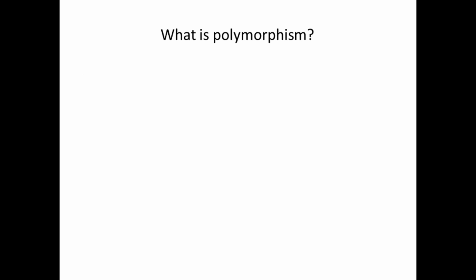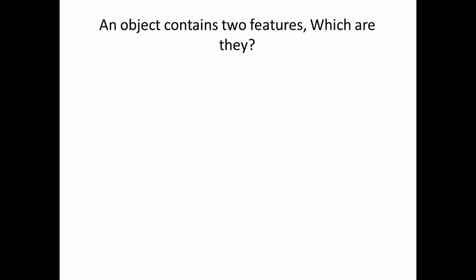Aggregation or composition represents what kind of relationship? As we have discussed before few minutes, it is has a or a part of relationship. You must remember has a word also. Another is a part of relationship. What is polymorphism? Polymorphism means many forms. An object contains two features. Which are they? Object contains properties and methods. For a property, you can also use word attributes, and for methods, you can also use word behavior.